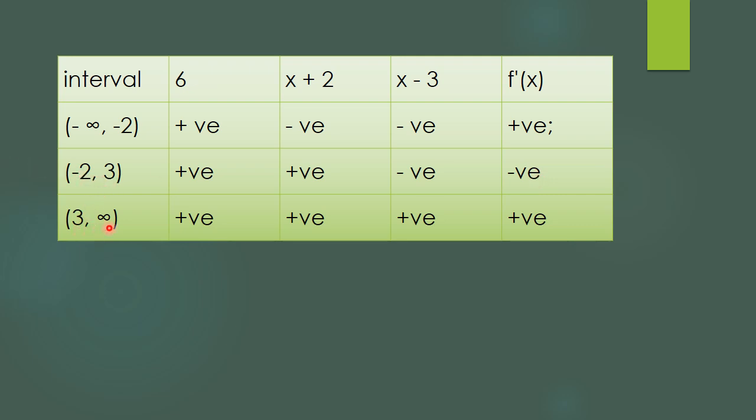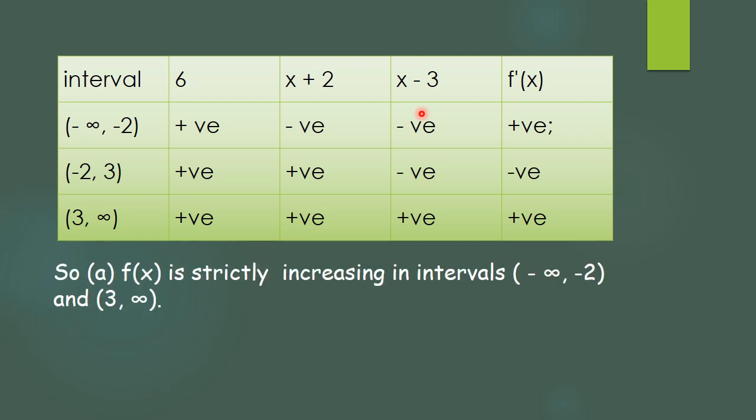Again for 3 to ∞, take any value. I will take 4. 4 + 2 is 6, so it is positive. 4 − 3 is positive. So ultimately the multiplication will also be positive, and so again it is an increasing function. By preparing the table, it becomes very easy.